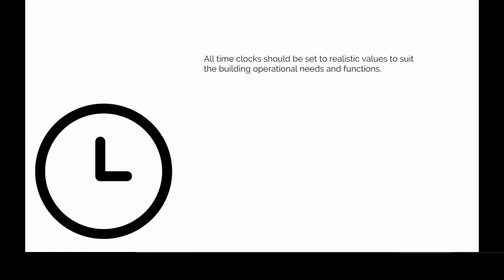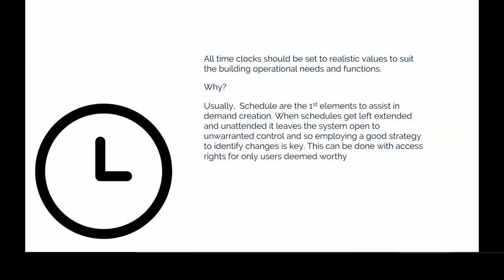So look, all time clocks are going to be set to realistic values to suit the building's operational needs and functions. Why? It's an obvious one, but it's critical. Schedules are normally the first place an engineer or someone will go to and just extend the time. And depending on the type of system you have, you may not have the ability to employ a fallback strategy where the time zone or the schedule for a specific item of plant reschedules. And the problem with that is, left unabated, it's almost like putting things into hand. It's not great. So by employing a really good strategy, identifying change is key.